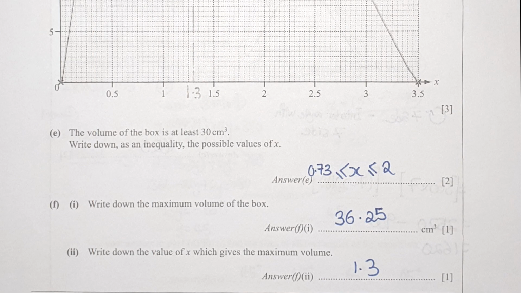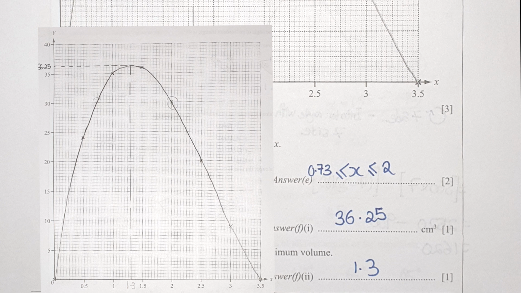So write down as an inequality the possible values of x. So the line is a solid line. So from 30 cm cubed, we trace it back. The intersection points to the graph are actually 0.73 and 2.